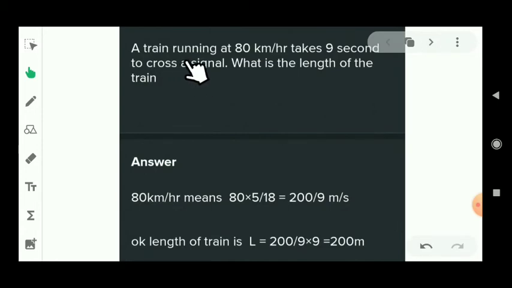The next question is, a train running at 80 km per hour takes 9 seconds to cross a signal. What is the length of the train?